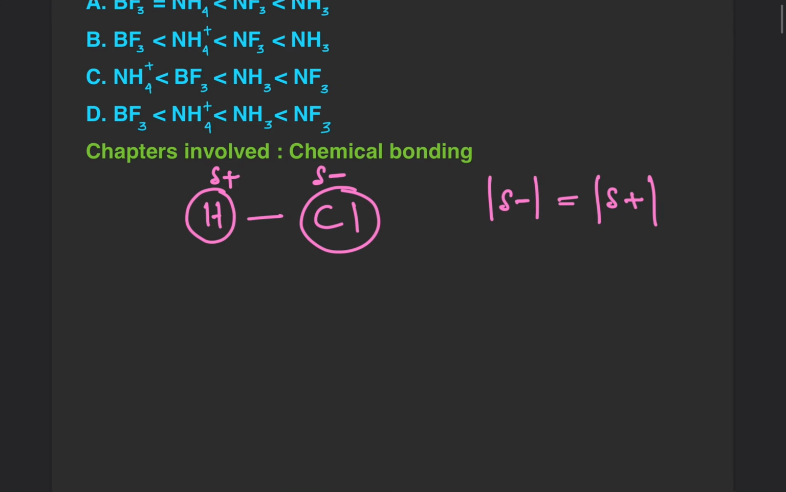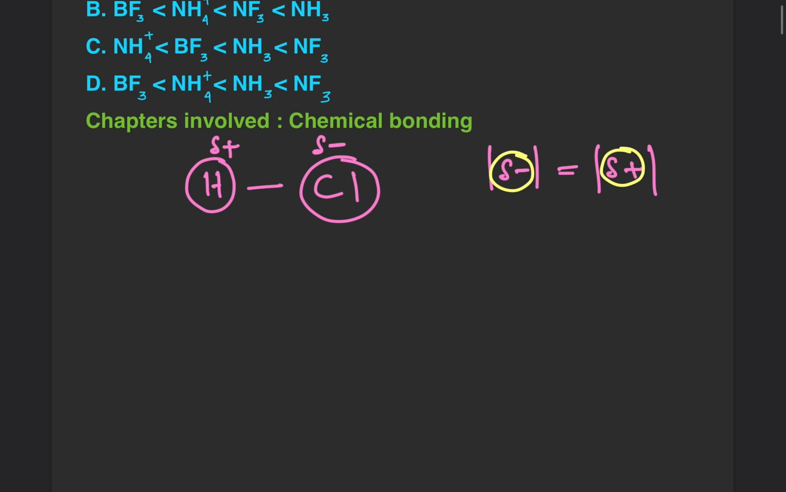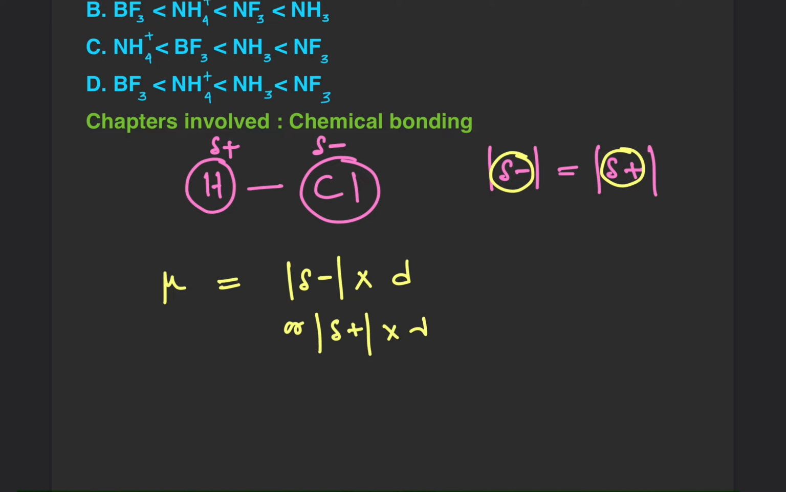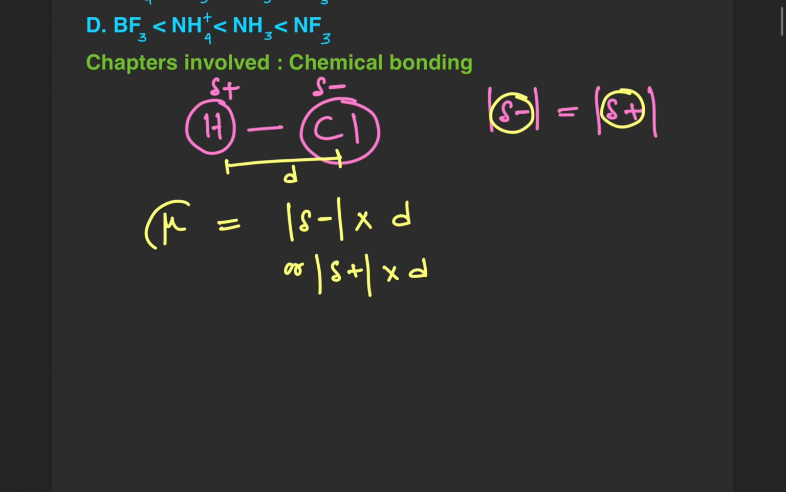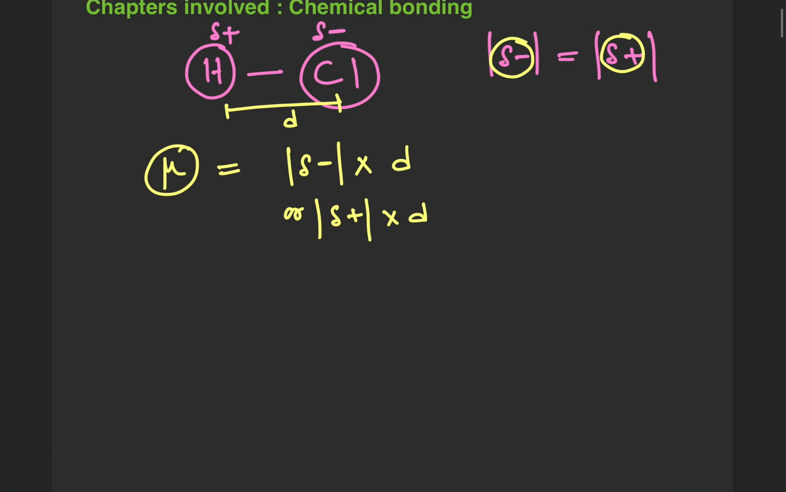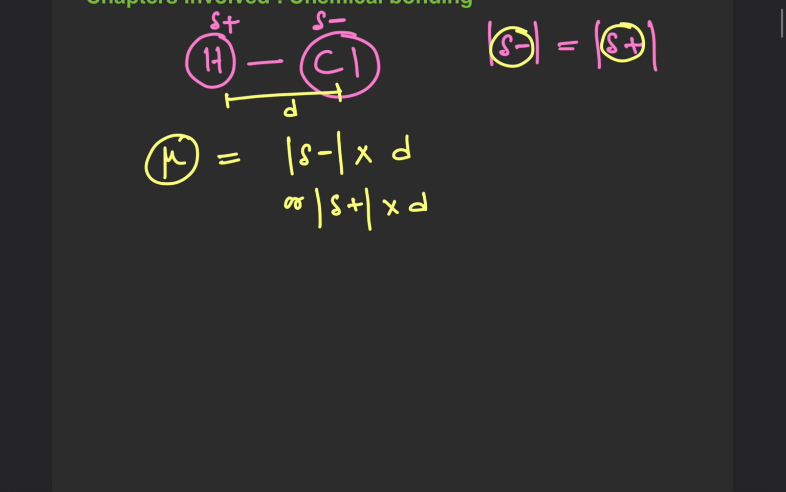Now, the product of the magnitude of either the negative charge or the positive charge and the distance between them is called the dipole moment mu. So mu is equal to the magnitude of either the negative or the positive charge times the distance between them. So this is the distance d. Okay, and mu is a vector quantity, important. And it is represented by an arrow.